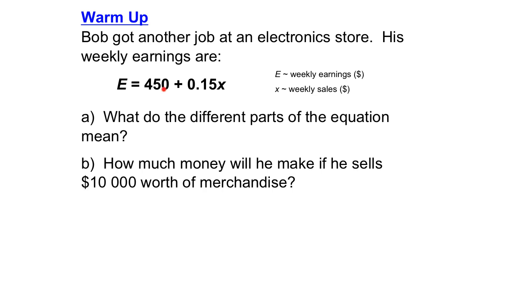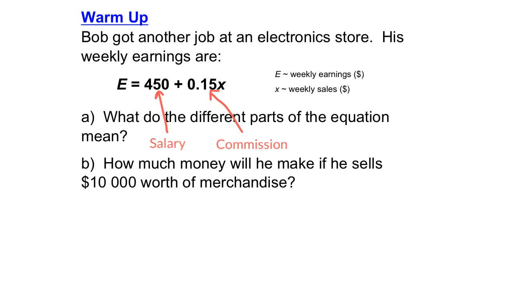So the different parts of the equation, you have this 450, and then you have the second part, 0.15x. So what do they mean? Well, the context is earnings. This is how he gets paid. So he gets paid $450, and then on top of that, he gets added on 0.15 times his sales. So we can think of this as his salary. He automatically gets $450 per week. And this second part, we can think of that as his commission. He earns 15% of his sales.